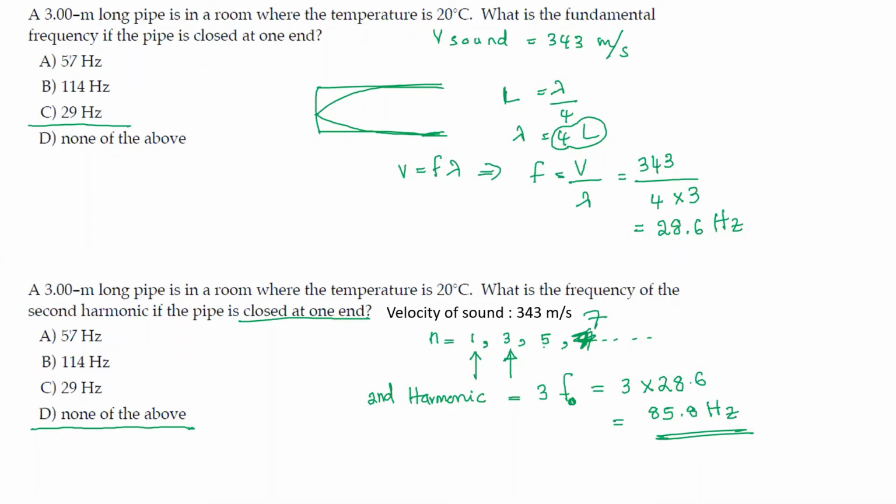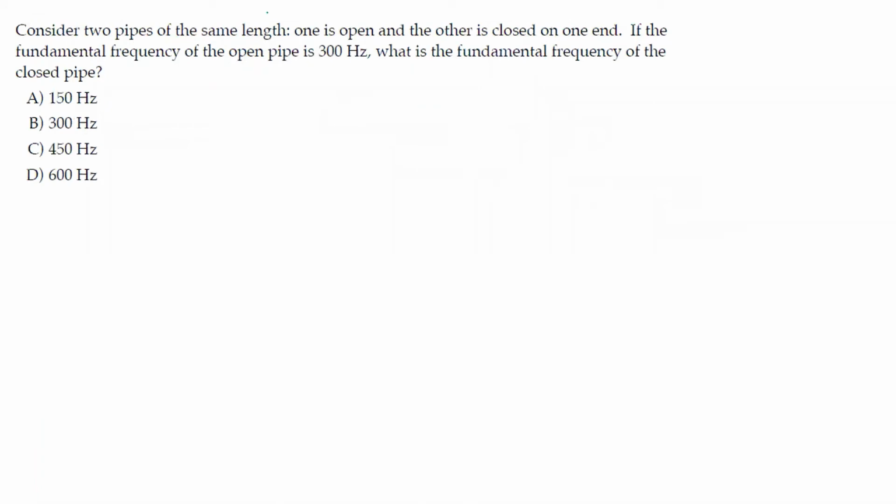Okay, here you have another example which combines both types of pipes. Do it and tell me the answers. The correct answer is A. Most of you gave the correct answer, but you all have got all 4 answers. So let's see. Consider 2 pipes of the same length. One is completely open and the other one is closed at one end.